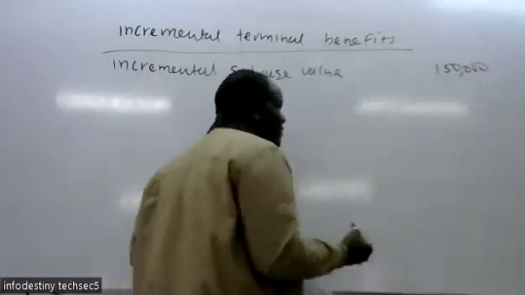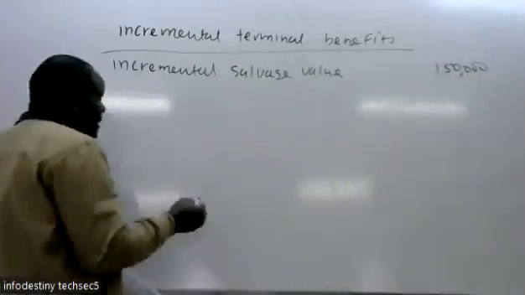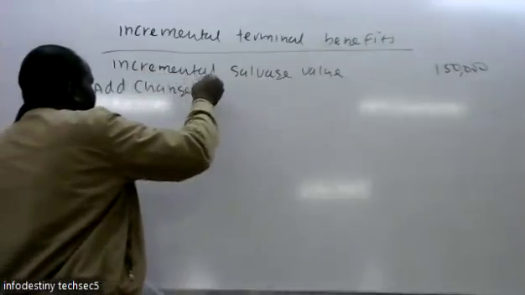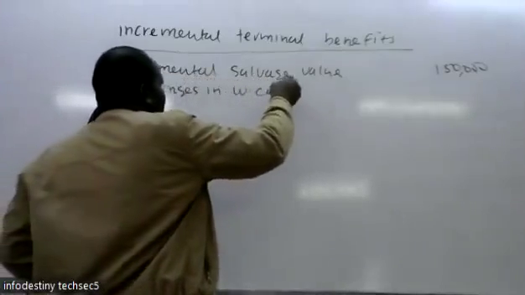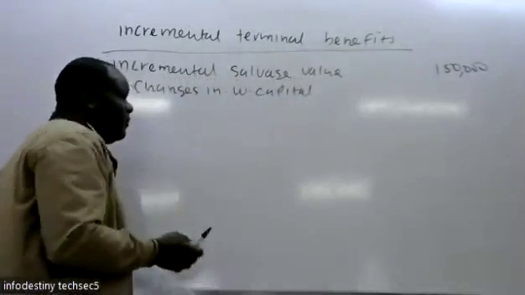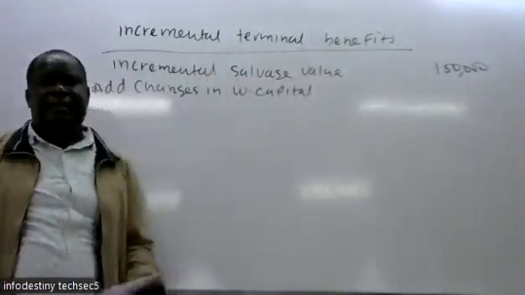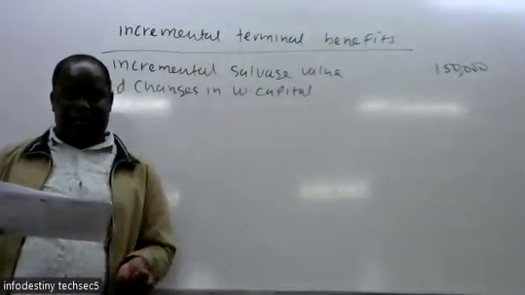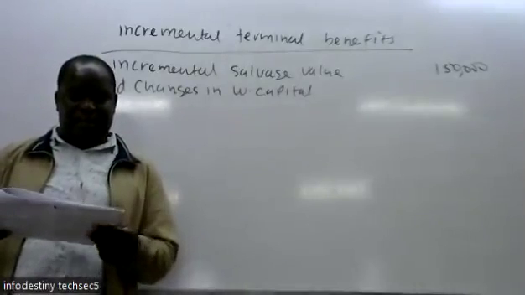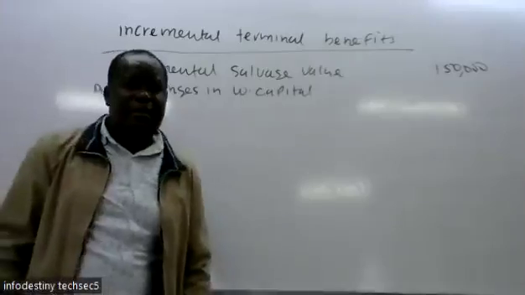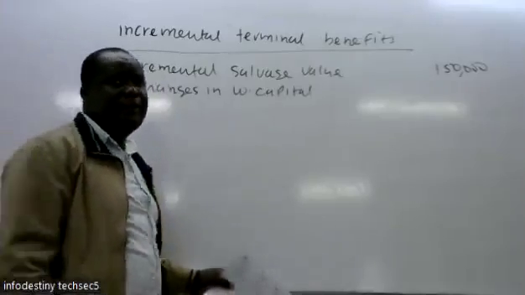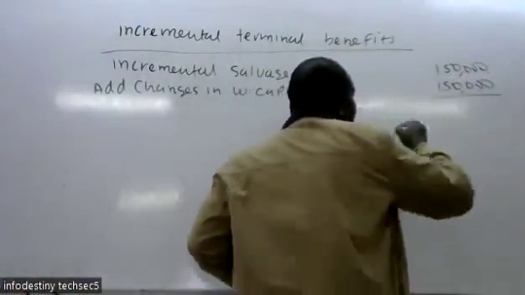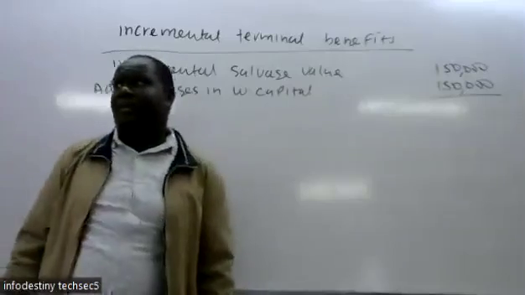Then we add changes in the working capital. We are supposed to add the changes in the working capital, which we also calculated. It was also 150,000. So you also add the 150,000, and when you add, you get the incremental terminal benefit.